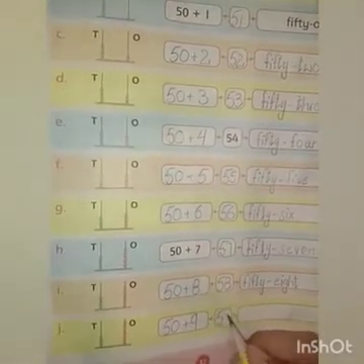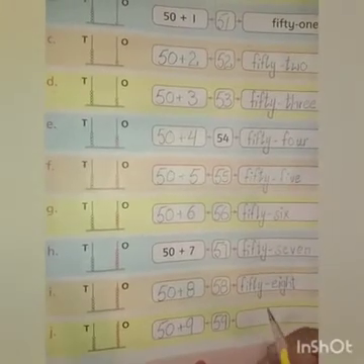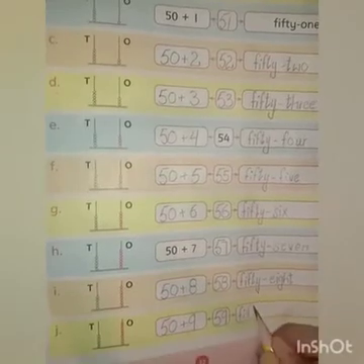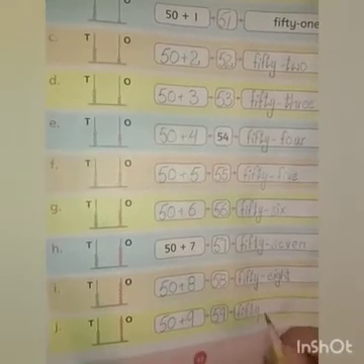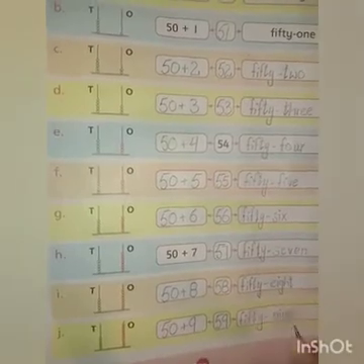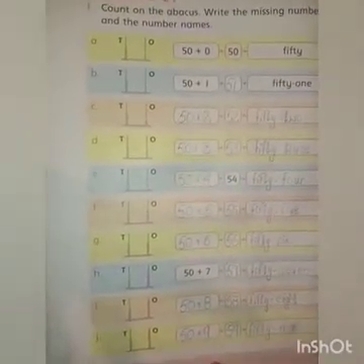Write 5, 9, 59. 59 in numbers. Now we are going to write 59 in words too. F, I, F, T, Y. 50. N, I, N, E. 9. 59. Students, our today's work is complete.